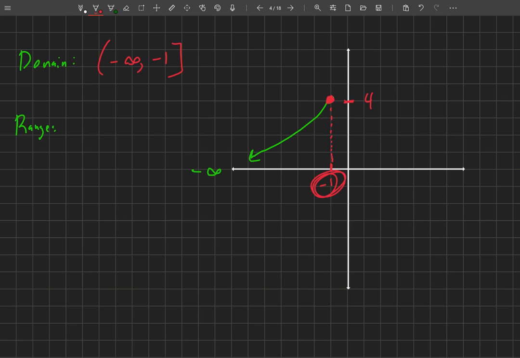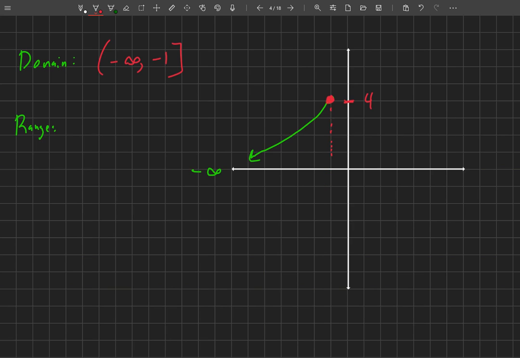Just to remind ourselves, a quick note: all of these numbers, because they're filled in, I don't have any open circles. That's why these have brackets. And remember, you never put a bracket on infinity because you can't include infinity. It's not a number; it's a concept. So infinity will always have parentheses, because it's something that's not attainable. It's not a number.